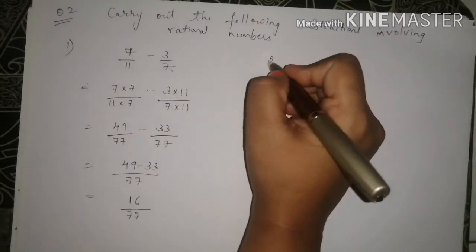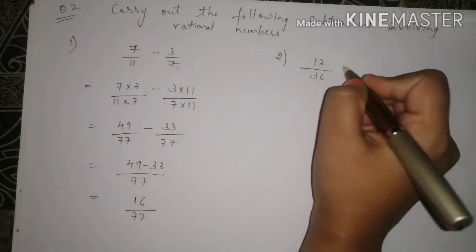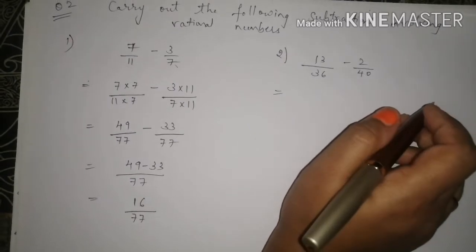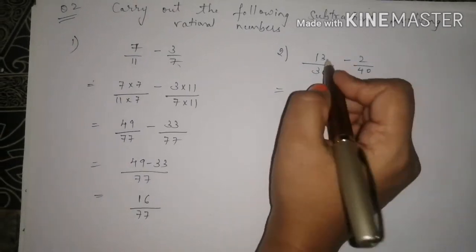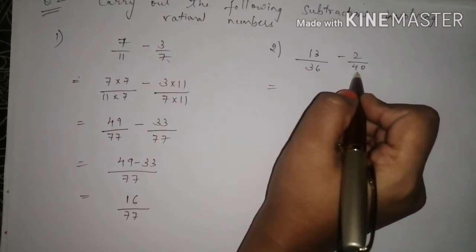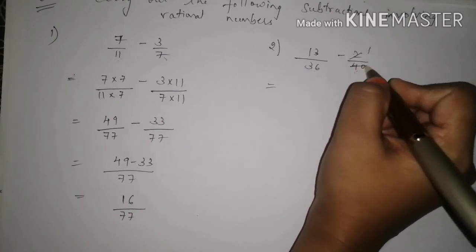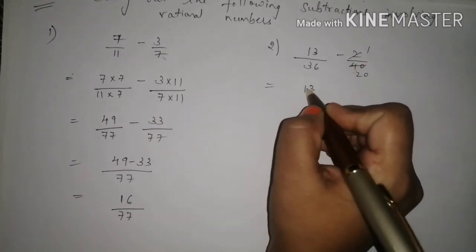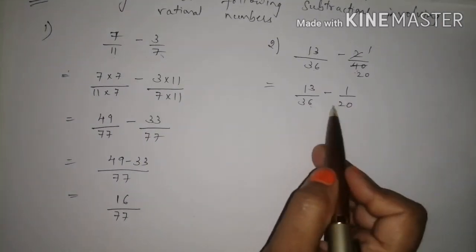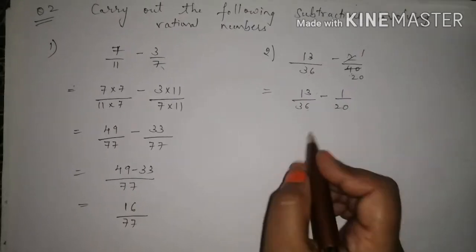Let's move to the second sum. 13 upon 36 minus 2 upon 40. Now here, children, 13 table, 36 does not come, but 2's table we can reduce this 40, so at least the number will get reduced. So 2 ones are 2, 2 twos are 4 and 0. So our fraction has reduced a little bit, so 1 upon 20. Now again the denominators are not same.